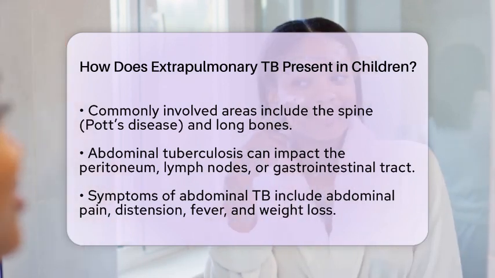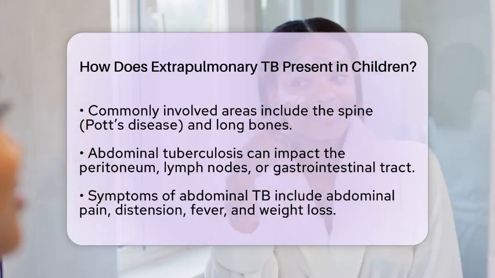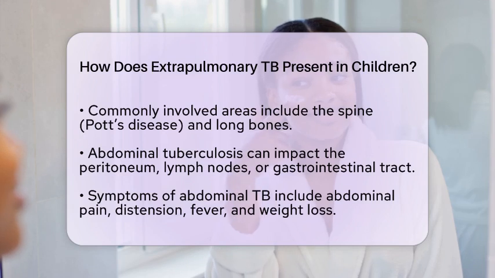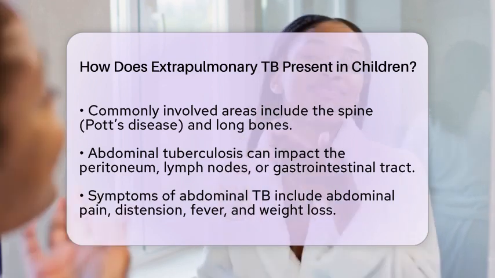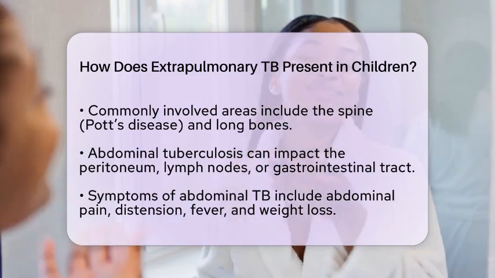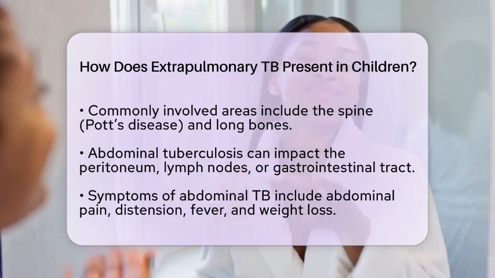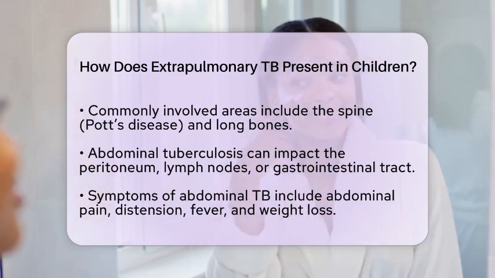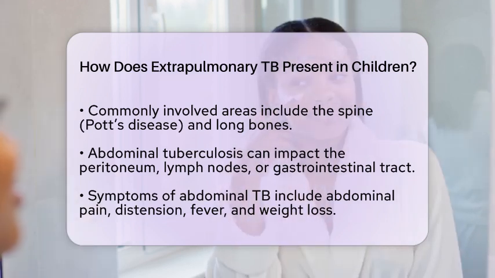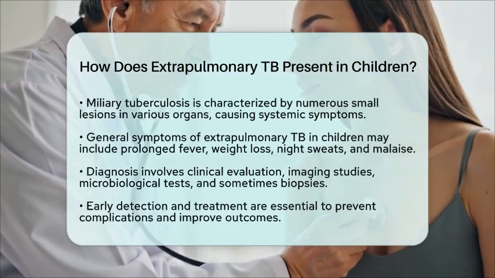Extrapulmonary TB can also affect other areas such as the genitourinary system and skin, each presenting with specific localized symptoms. Children with this condition often show nonspecific signs like prolonged fever, weight loss, night sweats, and general malaise, making it hard to diagnose. The absence of respiratory symptoms and the variety of clinical presentations mean that healthcare providers need to be particularly vigilant, especially in children who have been exposed to tuberculosis or are immunocompromised.